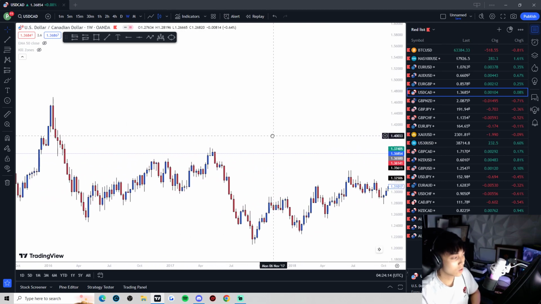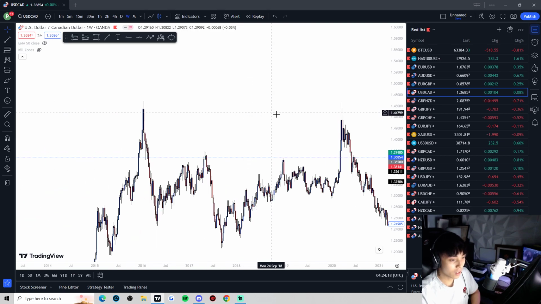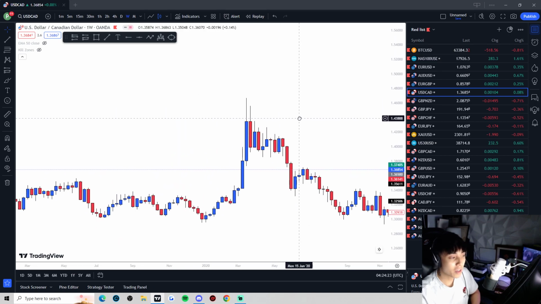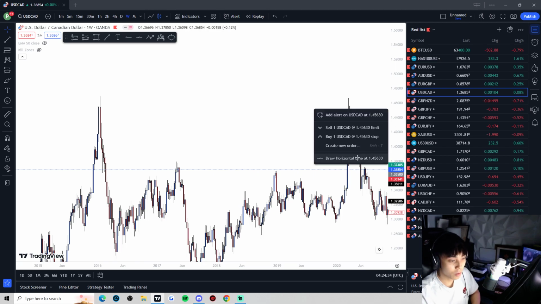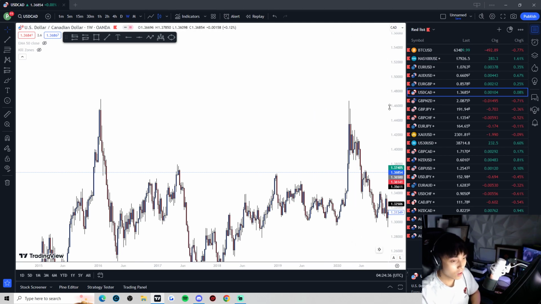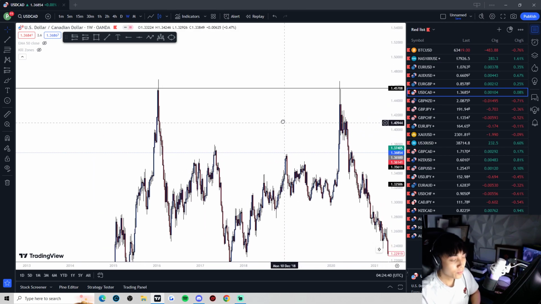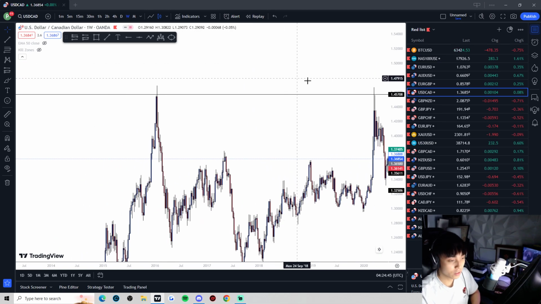If you go here to the right as well, you can see again the same area. It wicked up to this area, and when you see these wicks, it basically means price was able to get to this point, but it wasn't able to close at this point. It closed down here. You can already see if you mark this area out right here, you can click on this plus button and just click draw horizontal line. That's what I like to do. So this is a very key level of resistance.